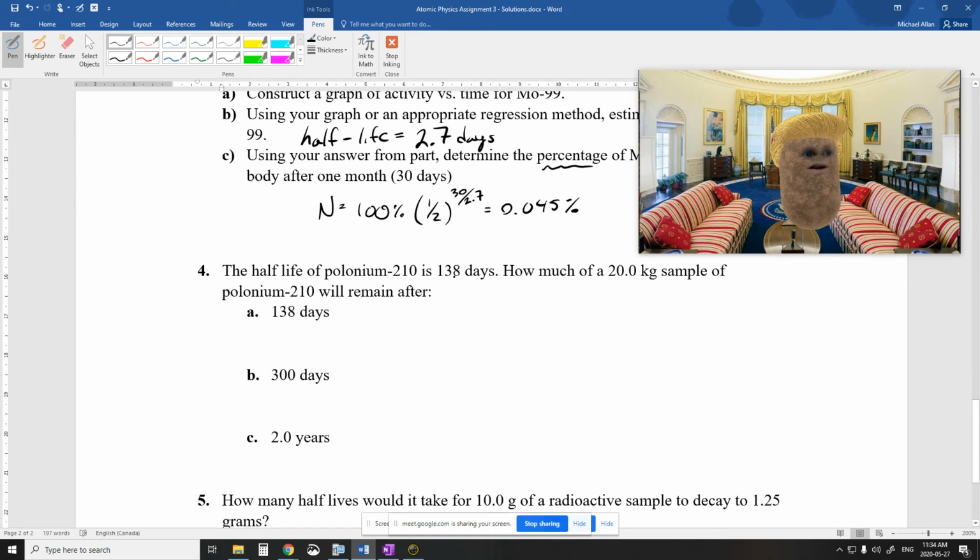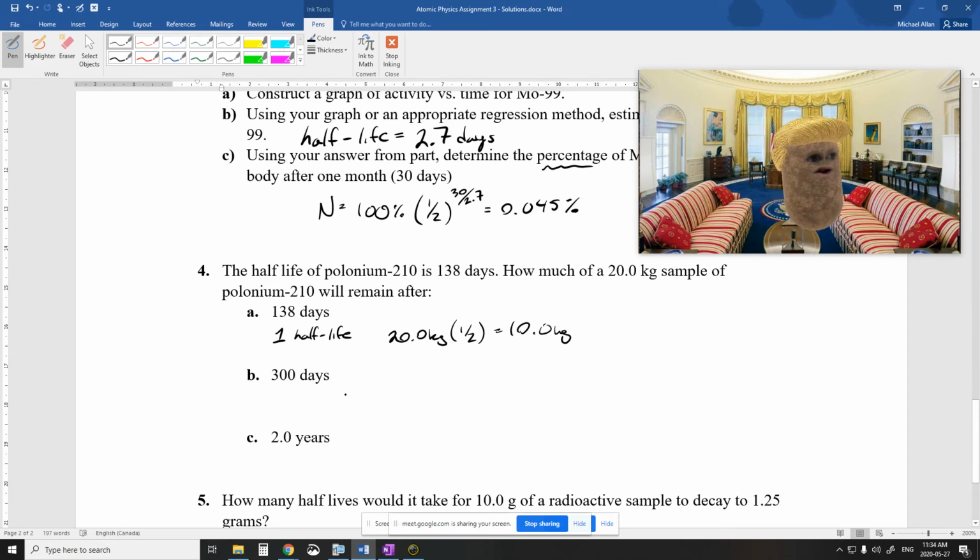All right, half-life of polonium-210 is 138 days. How much of a 20 kilogram sample of polonium-210 remains after one half-life? Well, this is just one half-life, so it's whatever 20 kilograms times a half. That's just going to be 10 kilograms. That's a pretty easy number.